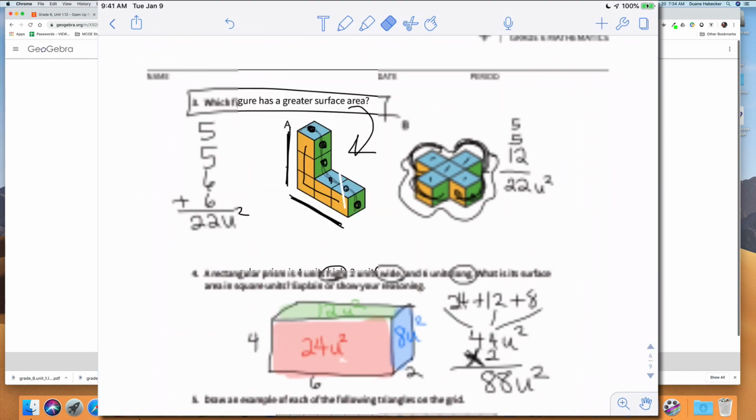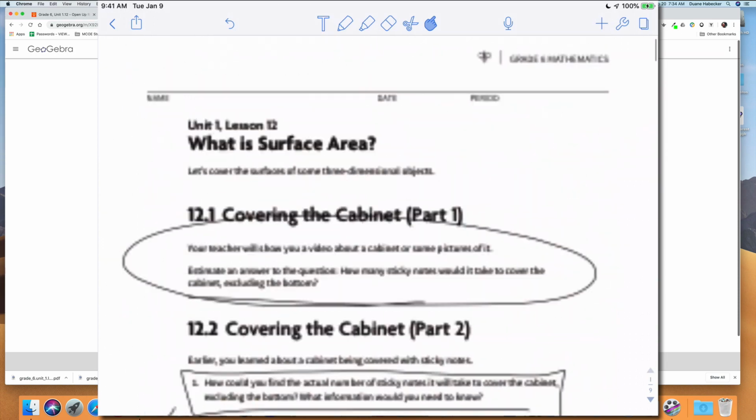All right, I'm going to zoom all the way up to the top. I don't know why I needed to do that, but here you go.